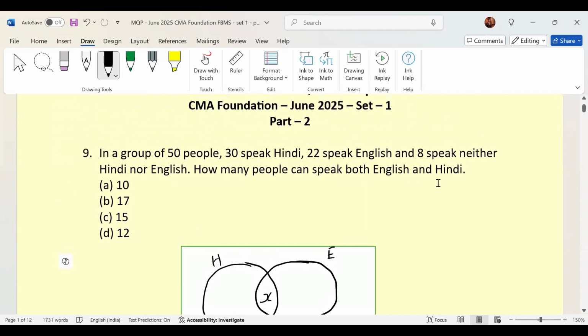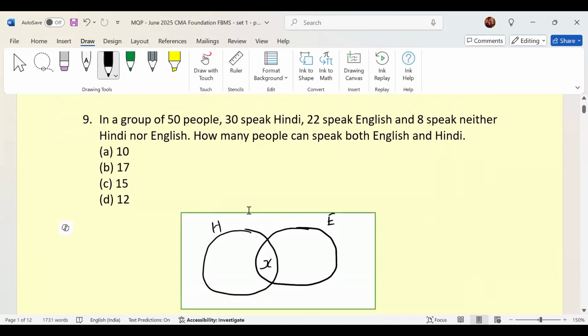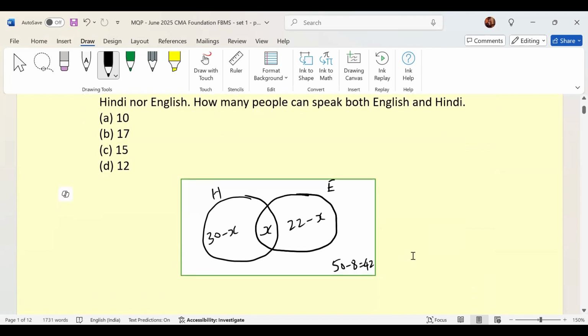Now, the question says that out of those 50 people, 8 speak neither Hindi nor English. Means we will consider the universal set as somebody who can speak either of the languages, which means we will consider this as 50 minus 8. So it becomes 42. Means the universal set will have only 42 people. So now Hindi, they say 30 people speak, so 30 minus X. English, 22 minus X. So this 30 minus X plus X plus 22 minus X should be equal to 42.